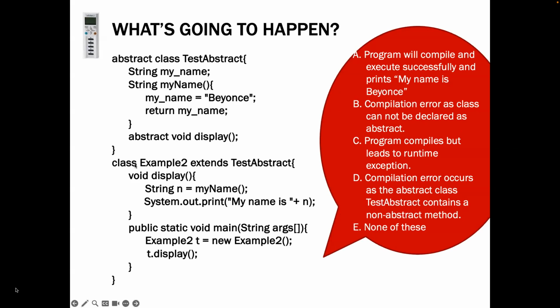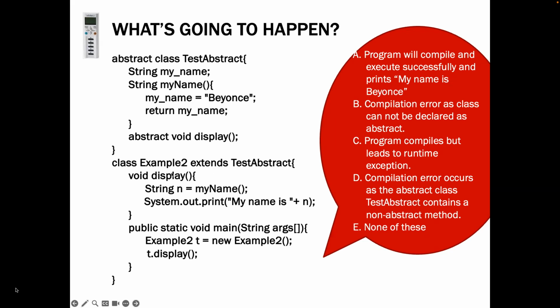Okay, so here we have the main method. So that's where we're going to start. And in that main method, we create a new example2 object. Example 2 is defined here. It extends test abstract, which looks like an abstract class here. And the abstract class has a promise, an abstract function called display that needs to be implemented. So here we have it implemented inside test abstract.